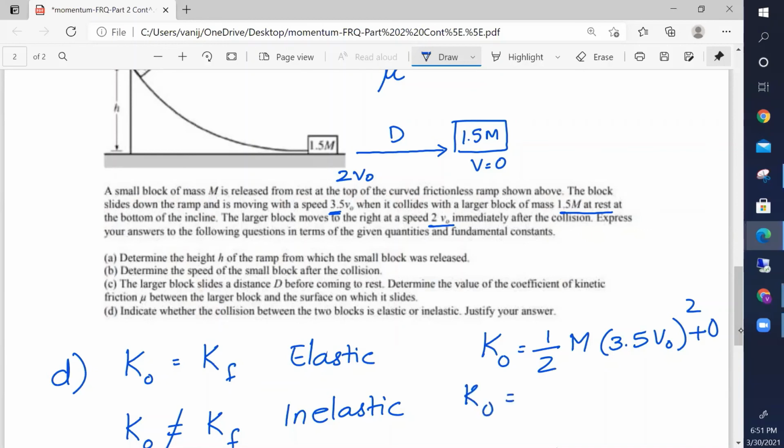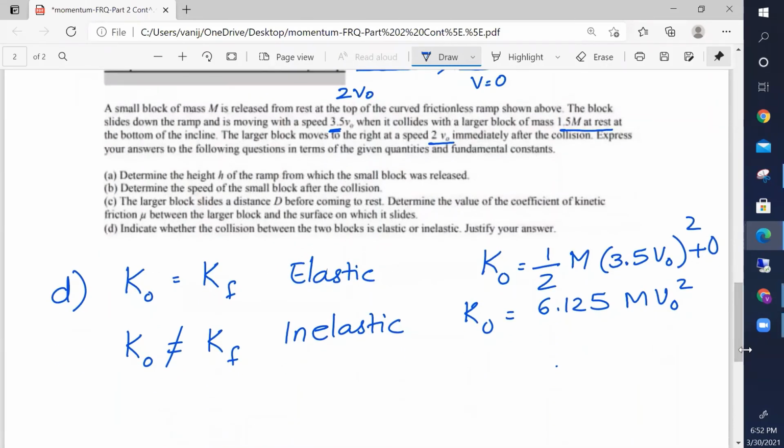So K0 would be equal to, I'm going to square this. So that's going to be 3.5 squared divided by 2. How much is that? 6.125 m V0 squared is the initial kinetic energy of the two blocks before collision, right?